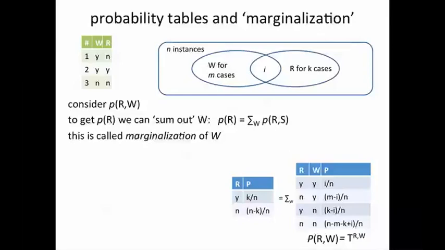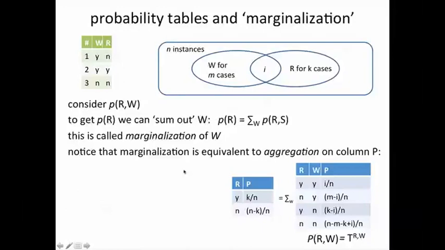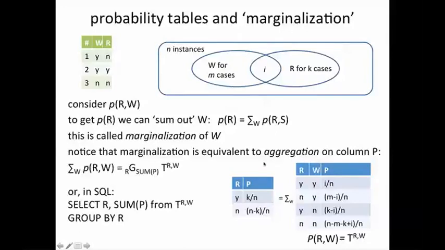Now notice that in the language of SQL, marginalization is equivalent to an aggregation on the column P. For example, in SQL, one would write it as, if you think about this as a table, select R and the sum of P from this table, group by R. That means wherever there is an equal R, you keep a separate row in the result, but add them all up. Only keep distinct rows where there are distinct values of R.